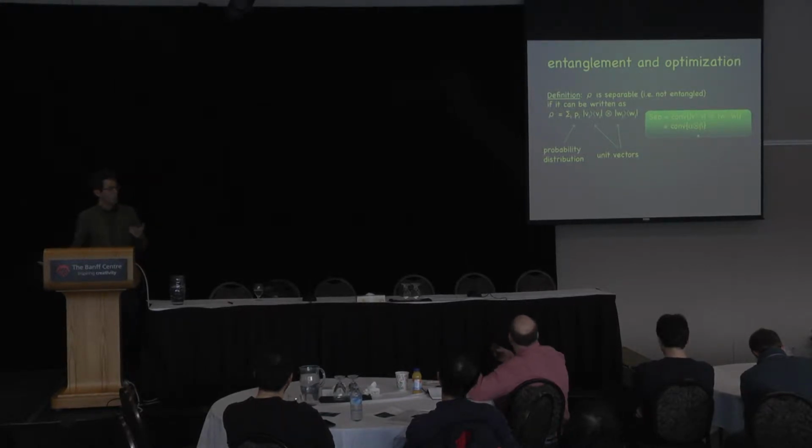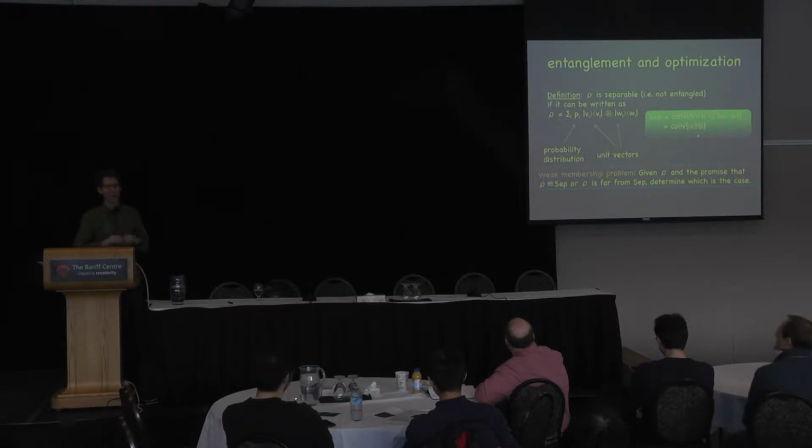One thing we might do is ask, given a state, let's say I've made it in the lab, or someone else has made it in the lab, and they've perfectly determined all of the entries of the density matrix. Is their problem done? Can they tell if they have entanglement or not? Well, this is not obvious. This is the weak membership problem. It says, given a state rho, is it in the set or out of the set?